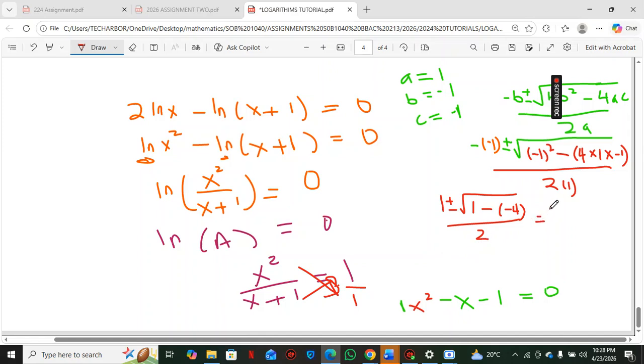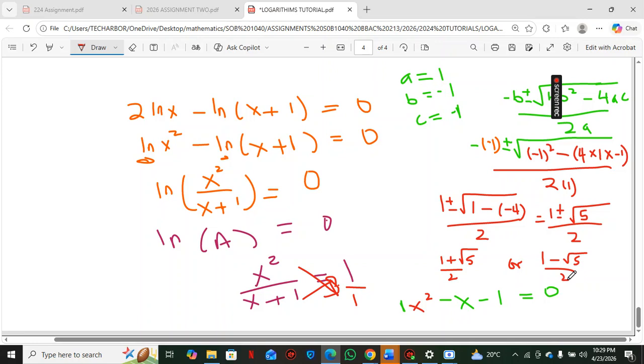Equals 1 plus or minus the square root. Negative and negative here make positive, so it's the same as 1 plus 4. 1 plus 4 is 5, over 2. Okay. So now we're going to separate this by the plus and minus here. So we're going to say 1 plus the square root of 5 over 2, or 1 minus the square root of 5 over 2.